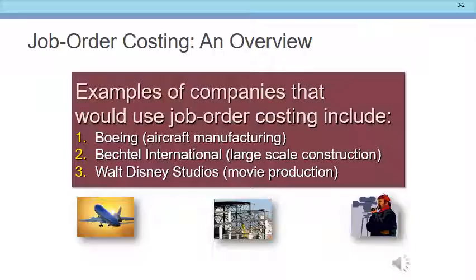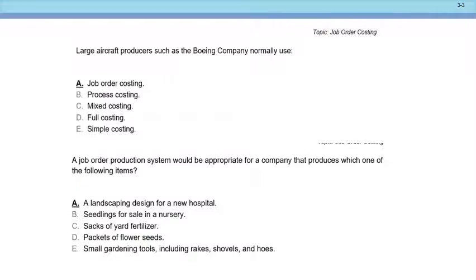Okay, so a couple of potential questions that you would see on your exam that I've included in here. We say large aircraft producers such as Boeing would use what? Would use job order costing, not process costing. If it was cornflakes, if it was soda, right? You don't track your cost by a can of soda, right? And so we would have to use something called process costing for that, and we'll get into that in the next chapter. More of an application type question here.